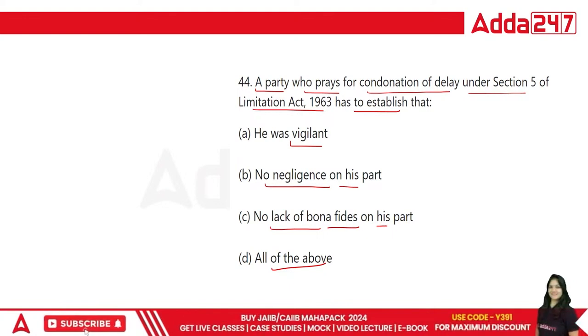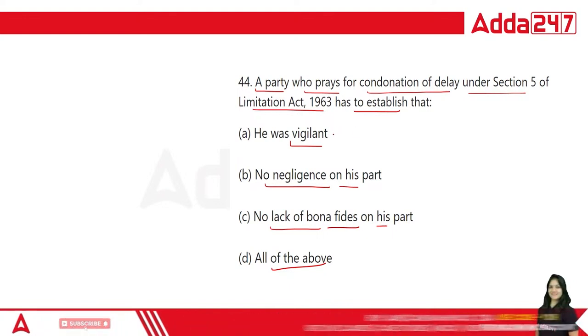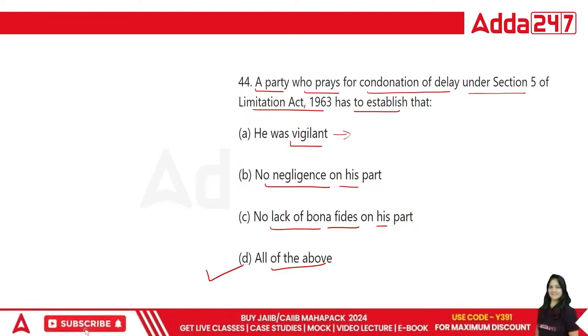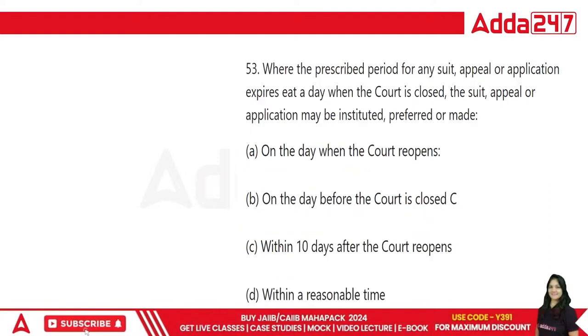The right answer is he was vigilant. Vigilant means he has to be aware of his right, with no negligence and no lack of bona fide. Bona fide, that's good faith. So that's why the right answer is D.